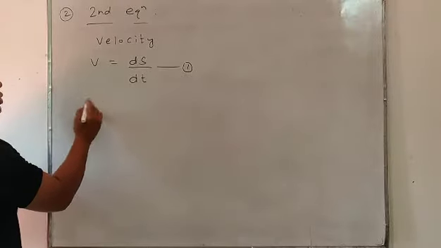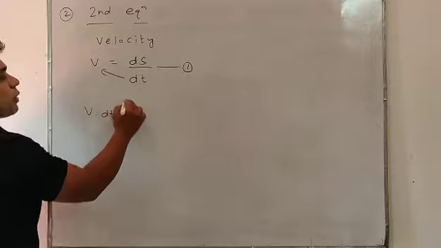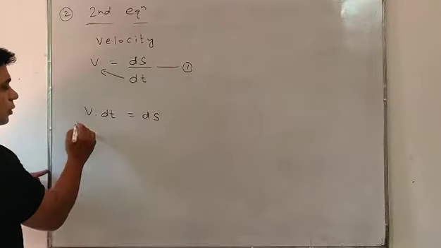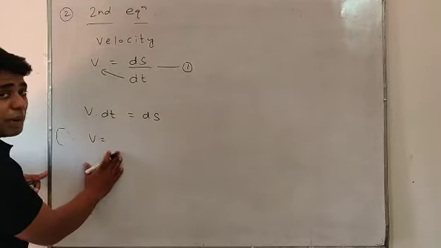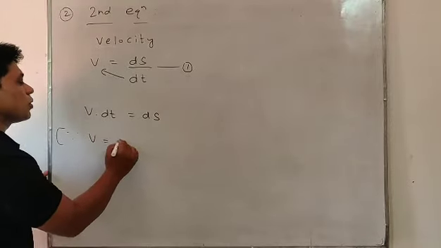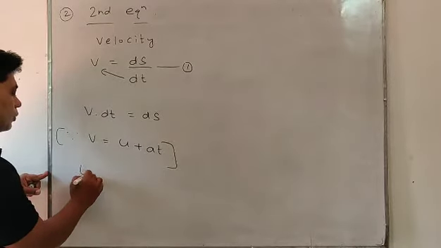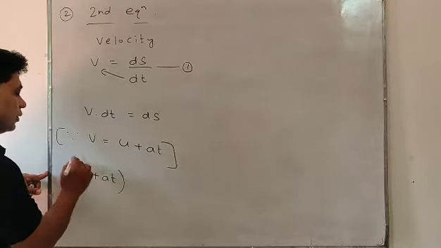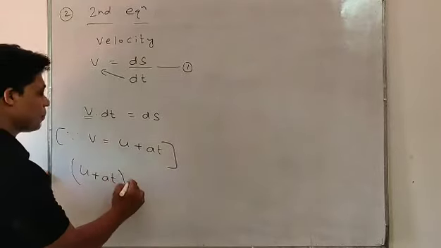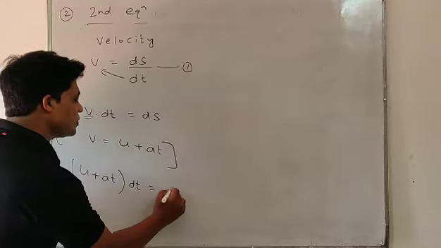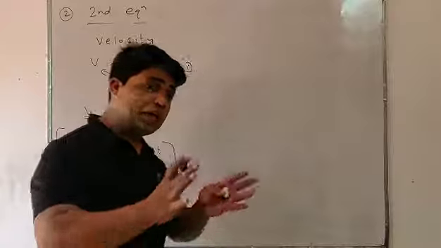Now students, cross multiply: v into dt equals ds. We know what is initial velocity and what is final velocity. By the first equation of motion, we can say v is u plus at. Here I am going to put u plus at instead of v, by the first equation. dt as it is and ds as it is. Now students, we have to solve this by integration method. So integrating both the sides.